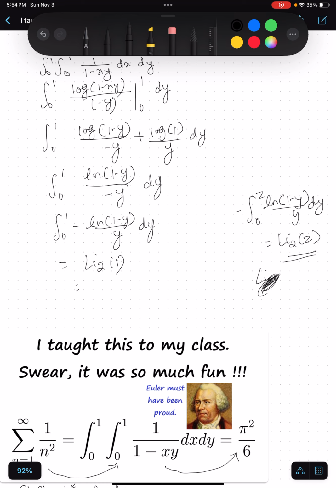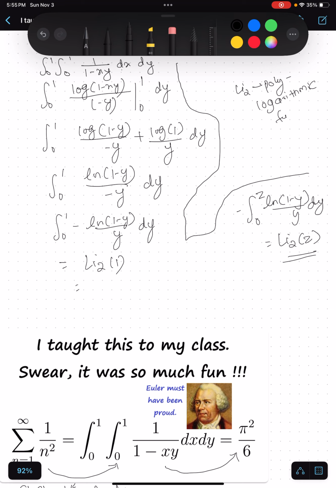Just bear with me, I do have an alternative way too, but this way also works. If you don't know about this li function, which is also called the polylogarithmic function, I have alternative ways too, so just bear with this even if you don't know. Now the polylogarithmic function of base s at 1 is equal to zeta of s, so that's why this will be zeta of 2.